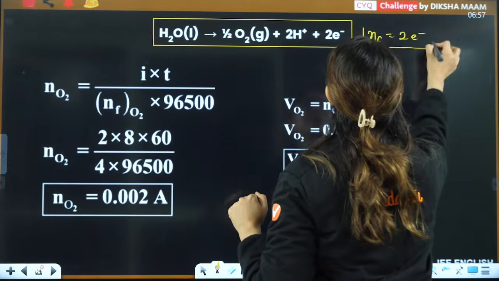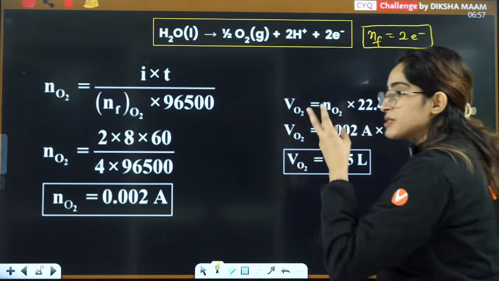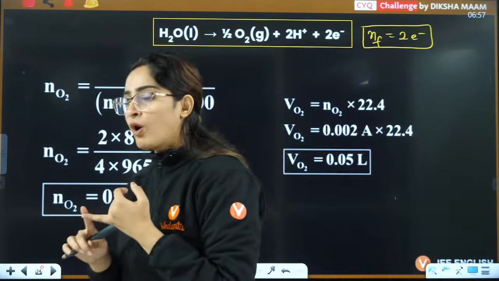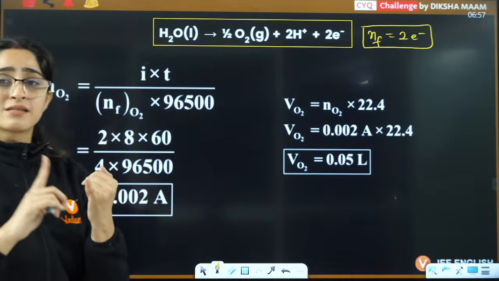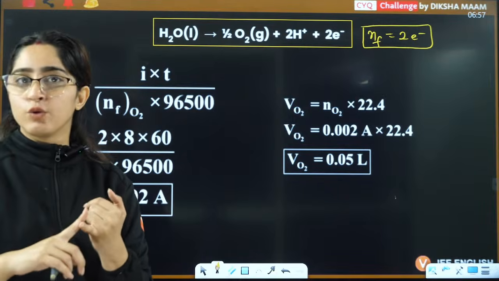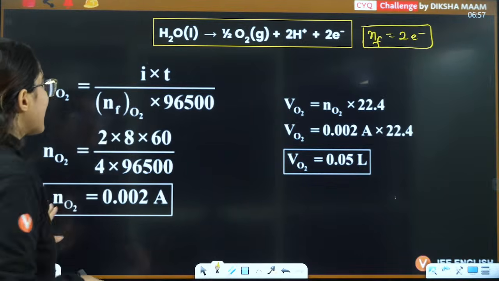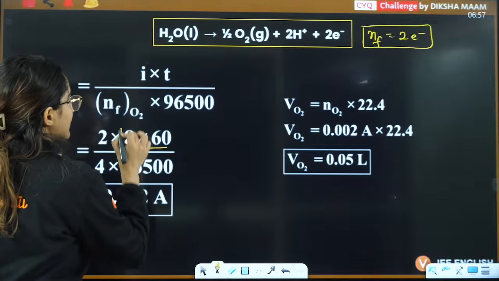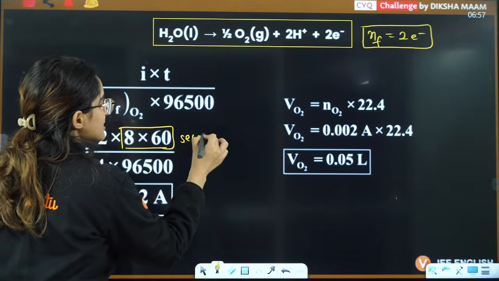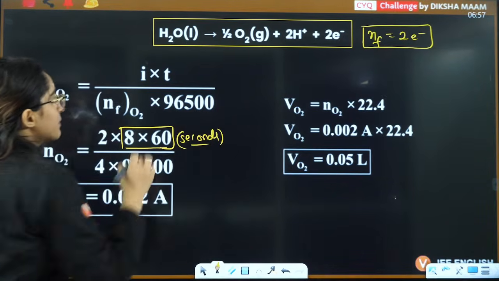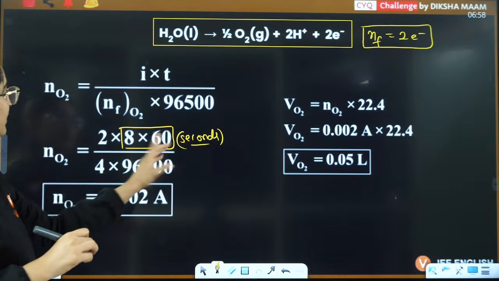Now this reaction from electrochemistry you must know as it is, how water behaves as a cathode and how it behaves as an anode, right? Now if you see this, I and t are given. Time we will put in seconds. Okay, 8 minutes were given, we are putting it in seconds.